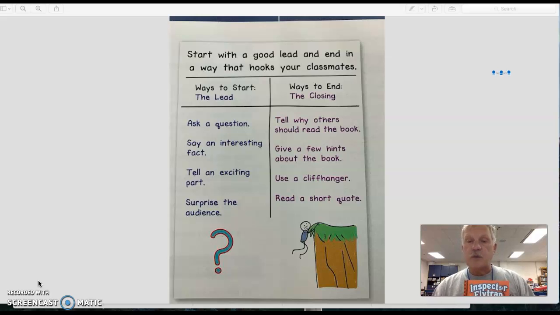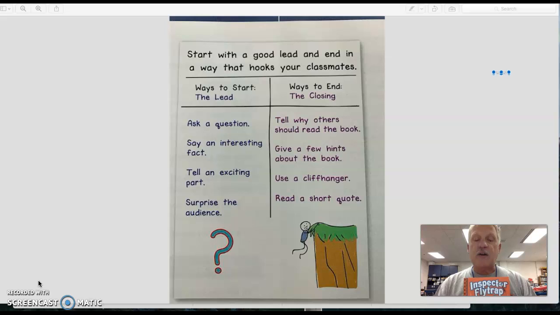Ways to close the book talk is to tell others why they should read it. So I think you should read this book because, blah, blah, blah. Give a few hints about the book. Again, don't tell everything about the book.